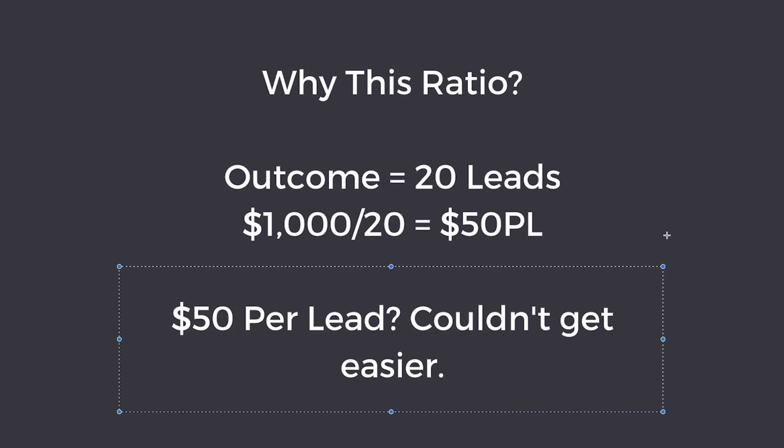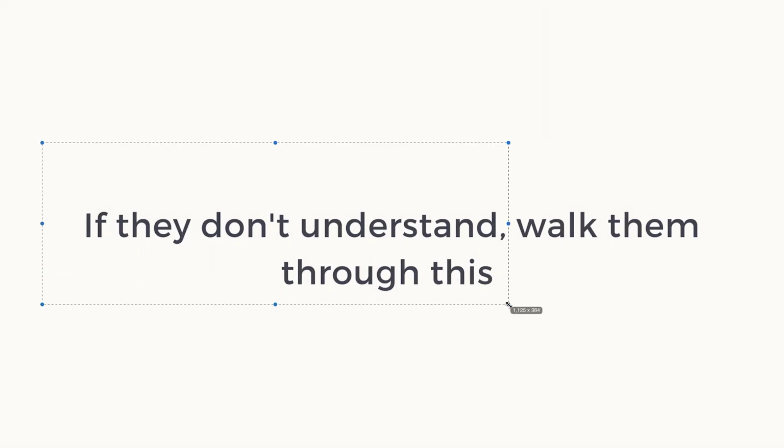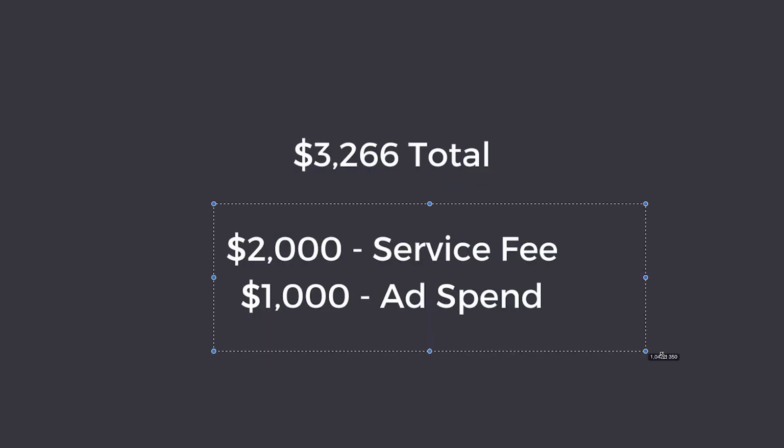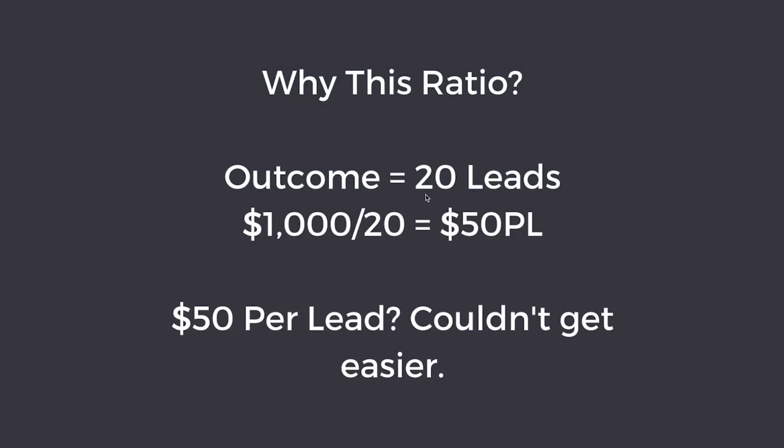So for $1,000, you only need to bring them 20 leads. That's $50 per lead. It literally couldn't get any easier, guys. You're literally saying I'll spend $50 to get someone in for a free teeth cleaning or something along those lines. Or say you're in the gym niche, maybe you can only spend $10 or $5, whatever it may be. Maybe you can spend $100 to bring someone in for a free week. It literally could not get any easier, guys. So if they don't understand, walk them through this process.